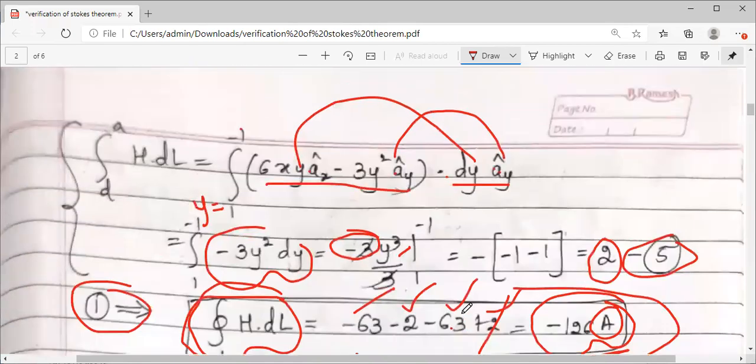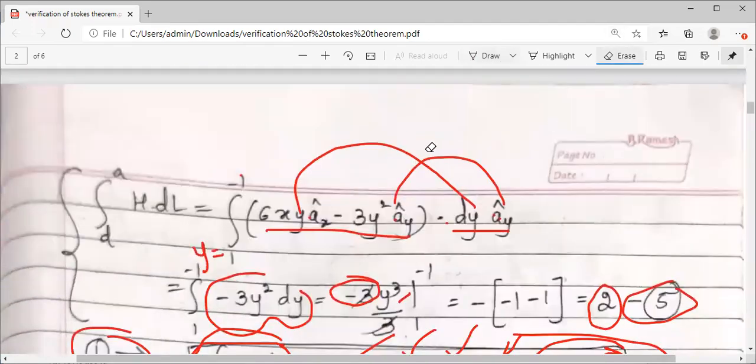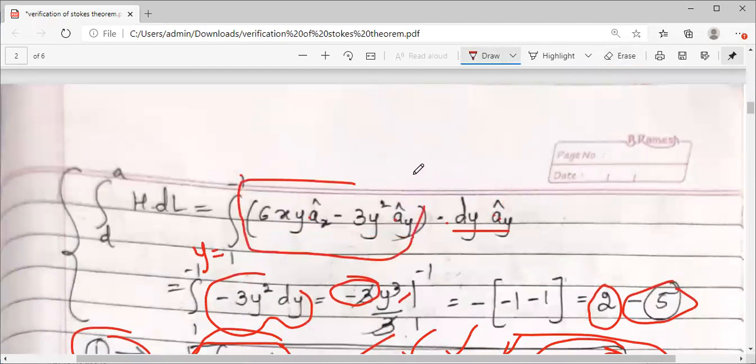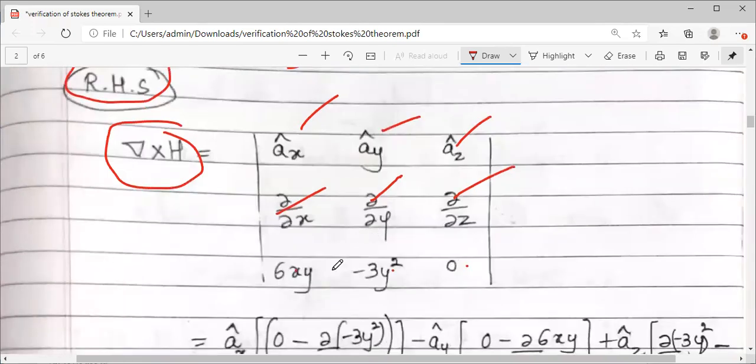So what is H given to you? Here it is, I can show you. Here itself I have written. This is the H given. Okay, it is given in the question. I have used the same H here. It has Ax and Ay coordinates only, no Az. Okay, and what is the Ax coordinate? 6xy. Ay is -3y square. So I have substituted 6xy and -3y square. So further, you have to calculate this determinant.